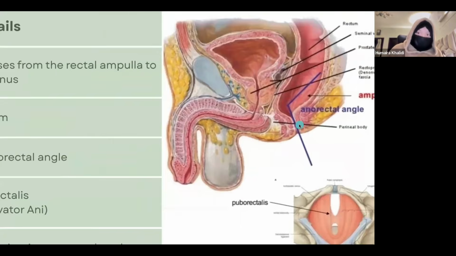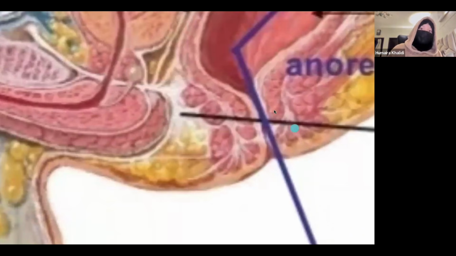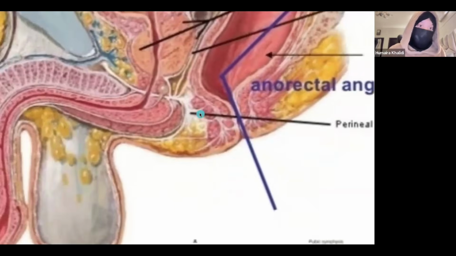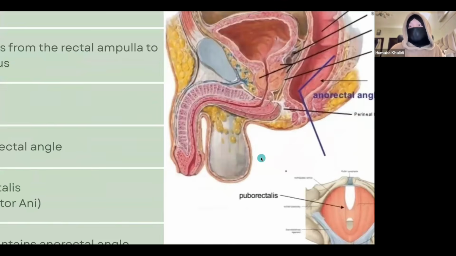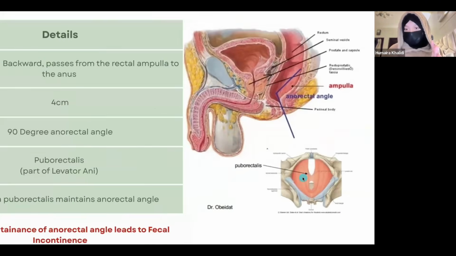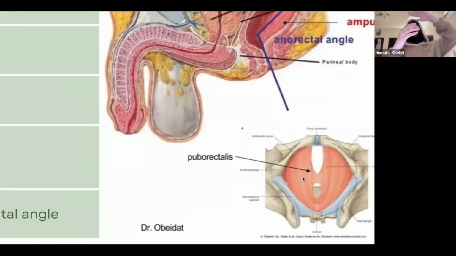Now, typically, what we're talking about with the anal canal is this. You need an entire lecture for this small area. It's a very sensitive area and a very important part for you as well. The length is, as I mentioned, 4 centimeters. And the angle that the rectum and the anal canal form is 90 degrees. It's a straight angle. And the key muscle is the puborectalis. I'm going to show you a better picture of the puborectalis, but for now, this is an inferior view.